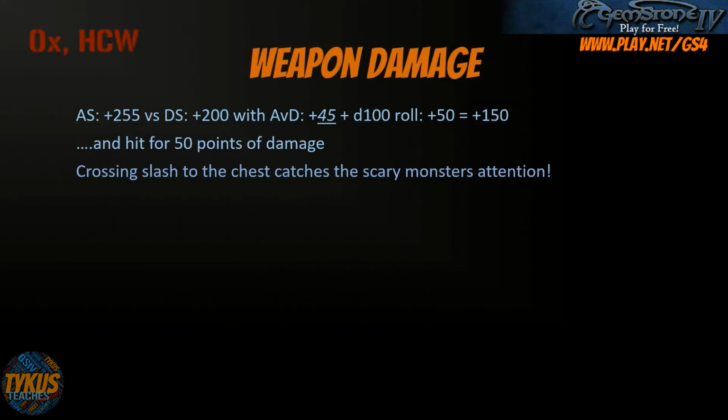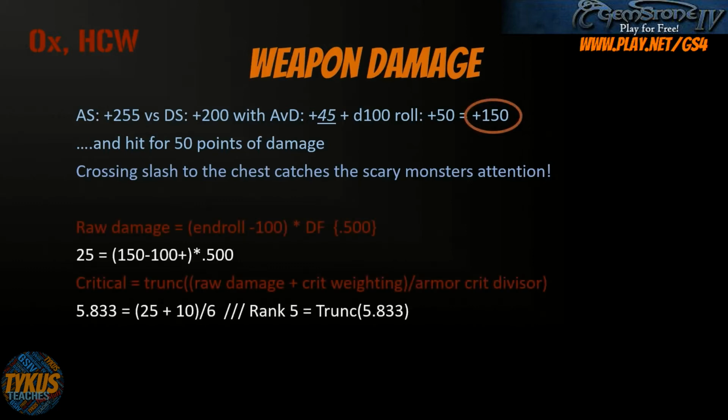Moving on, we're going to look at a 0X heavy crit weighted two-handed sword. For our purposes, this would be 10 points of critical weighting or a combat effectiveness rating of 10. You'll see that our attack strength has dropped back down to 255, and our end roll is now back at 150. Looking at our formulas, we can see that our raw damage is exactly as it originally was at 25, but things start to look a little different when we look into our critical rank.